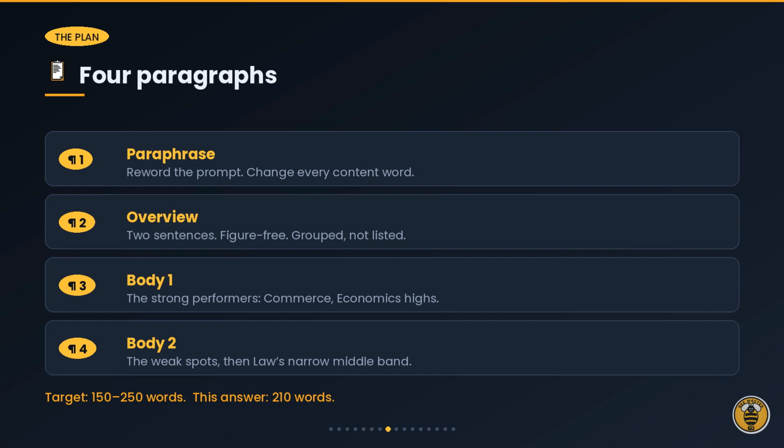Here is the plan. Paragraph 1, paraphrase the question. Paragraph 2, the overview, with no numbers. Paragraph 3, the strong performers, commerce and the economics highs. Paragraph 4, the weak spots and law. 4 paragraphs, around 210 words.